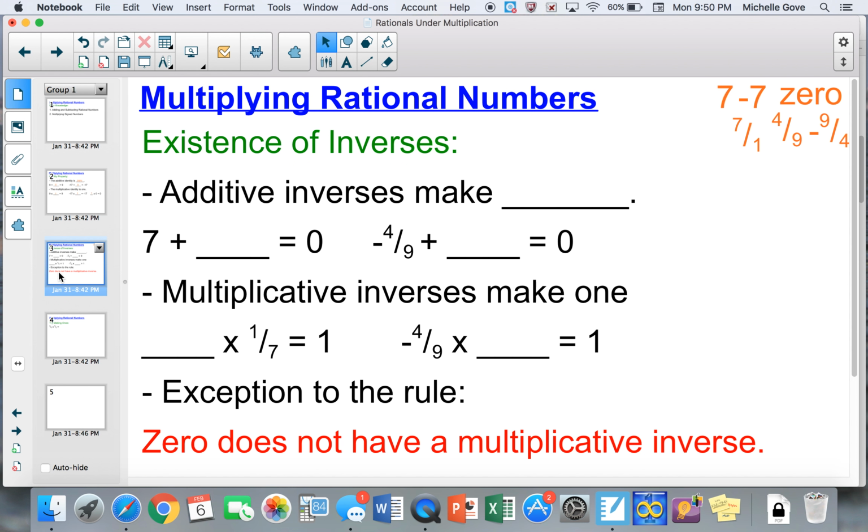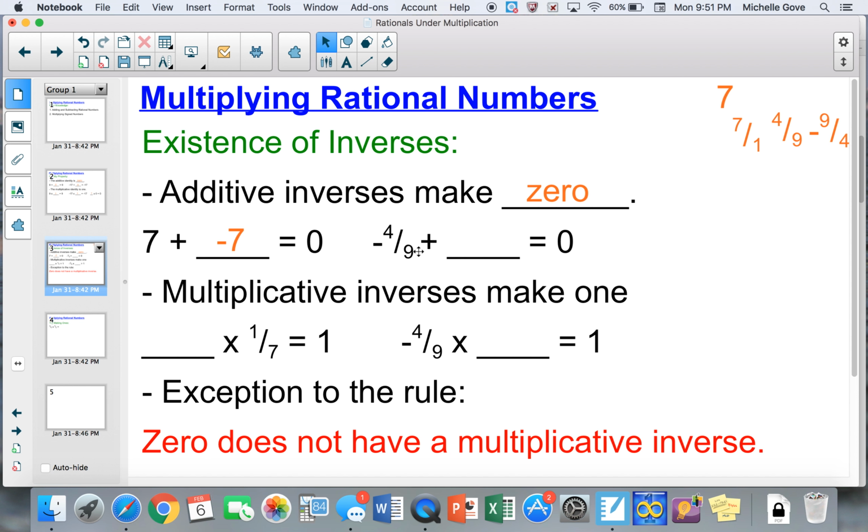This would then lead into the existence of inverses. Additive inverses make 0 pairs, or make 0. This we learned a few lessons ago, and so we would use this as a review. And we would remember that anything plus its inverse gives us 0. Well, inverses, we know, are the opposites. So instead of positive 7, our opposite would be negative 7. And we know adding the opposite gives us 0.